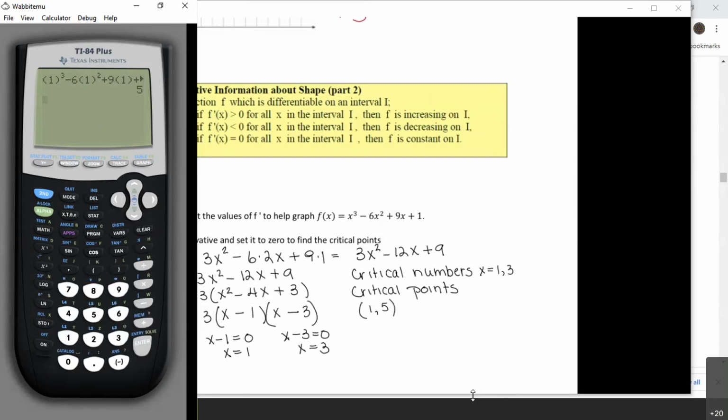The other critical point would be the same original f of x with 3 plugged in. So I'm going to get the calculator to repeat what I typed in last, and then just go back and change the 1 to a 3.